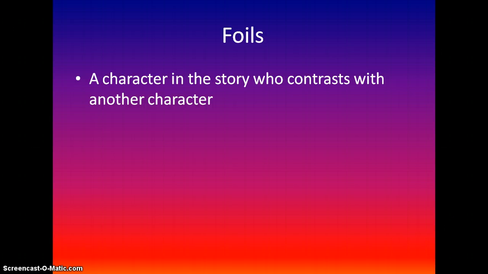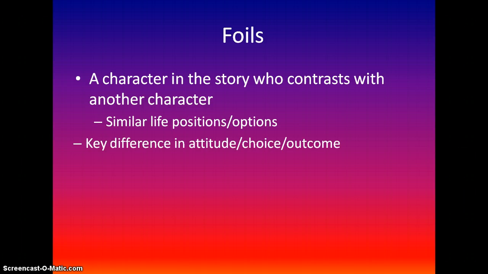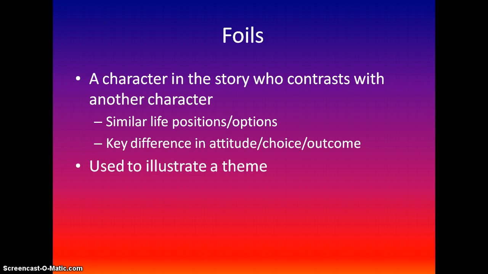A character in the story who contrasts with another character is a foil. They have similar life positions or options, and they have a key difference in the attitude or choice or the outcomes that they receive. They're used to illustrate a theme. We saw doubles or foils in The Most Dangerous Game between our hunter and our crazy hunter, who took it one step further on illustrating the theme of whether or not sport hunting was moral. We see foils again in the Iliad.